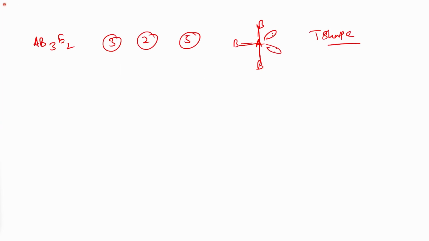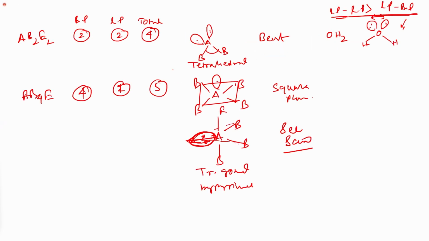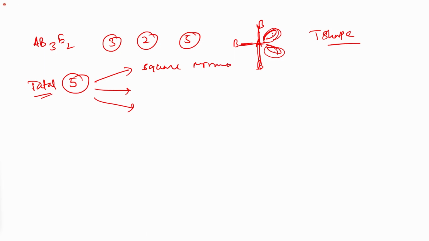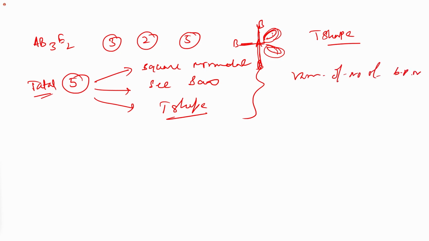And here there are two lone pairs present. And the structure is coming the T shape. So it is a T shape structure. And another is always possible, that one is square pyramidal structure. Sorry, that is the square pyramidal structure. So if you see when the total number of electron pairs equal to 5, then there are three possibilities. One is square pyramidal structure, another is seesaw structure, another is T shape structure. Okay, so that actually varies by the number of lone pairs.